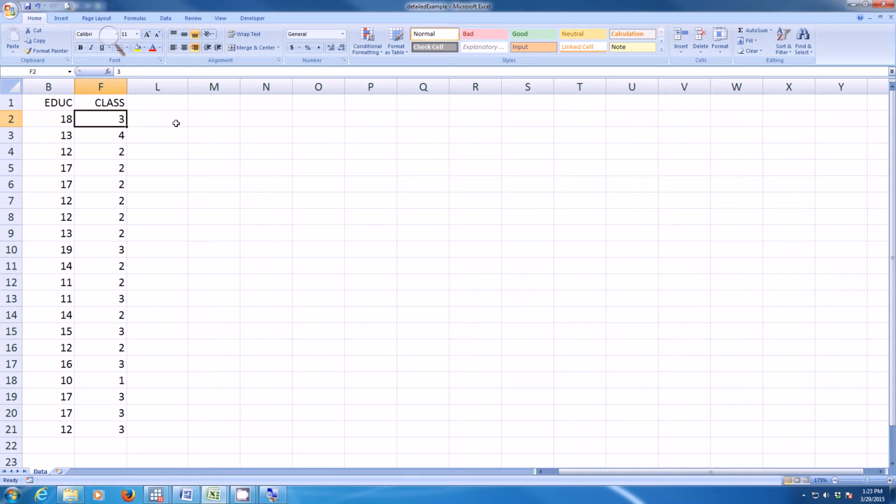So let's calculate the index of qualitative variation. We could calculate this for nominal variables as well, and when we calculate it for ordinal variables like class, we're essentially treating them like nominal variables. So let's start with the equation for the index of qualitative variation.